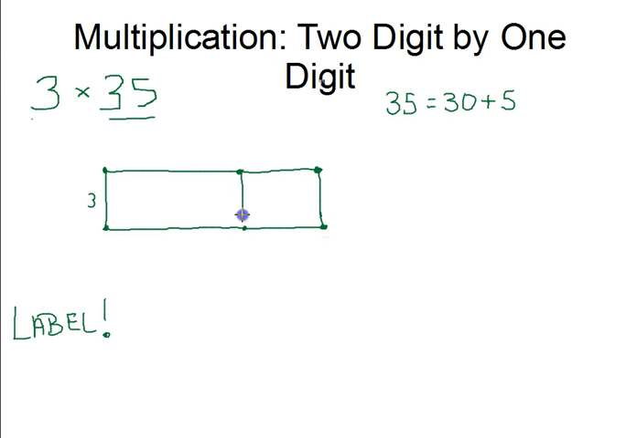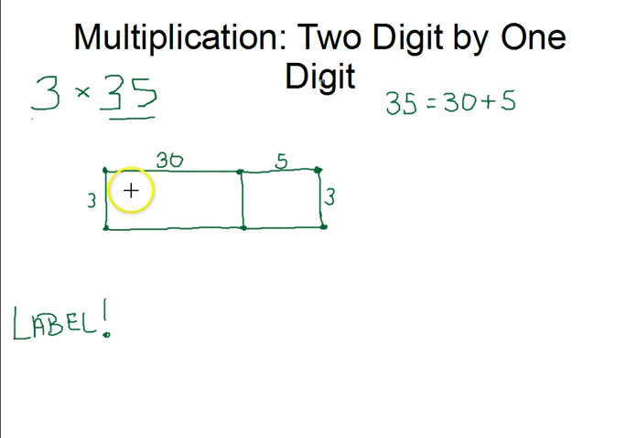Okay, doesn't have to be perfect, just readable. So what goes here is the tens place, and we have 30 here, and then we have 5 here. And you can put a 3 here so you know that there are 3 rows here. There are 30 columns here. There are 5 columns here. And we're going to put our multiplication problems inside.